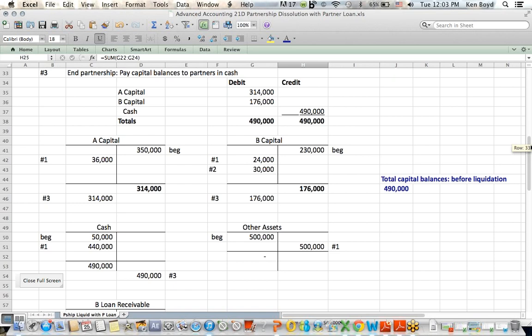And you'll see below here that I posted the entry to these T accounts. Debit capital here. Debit capital, number one. We get cash in the door of $440,000. That increases by debiting the cash account. The other assets asset account gets credited to get reduced.